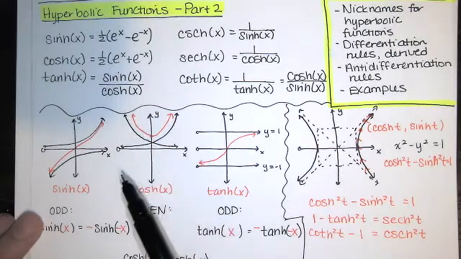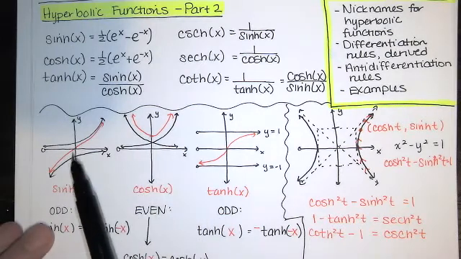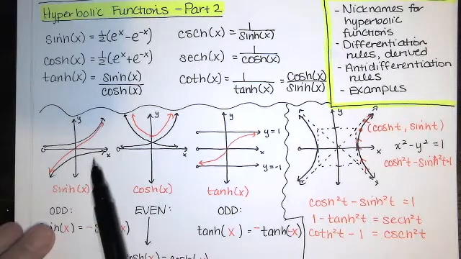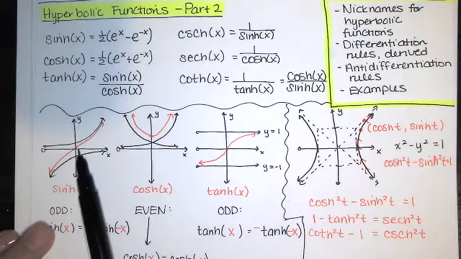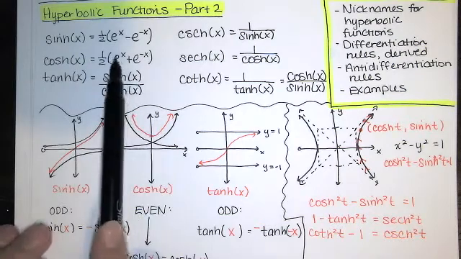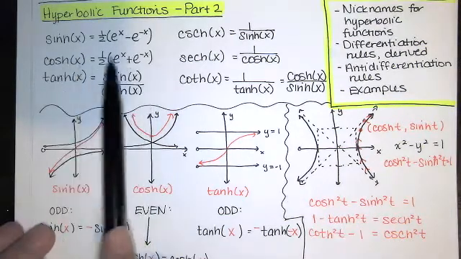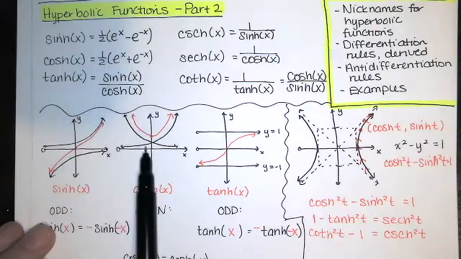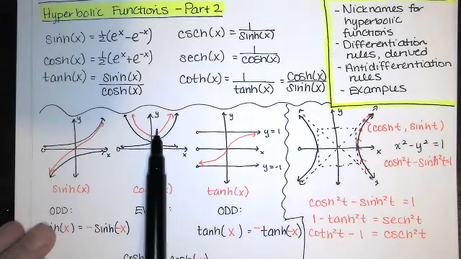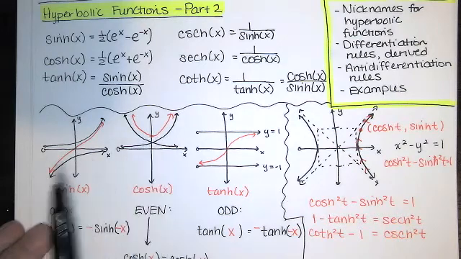And we also evaluated these functions at 0, and we saw that hyperbolic sine of 0 is 0, just like sine of 0 is 0, and hyperbolic cosine of 0 is, well, that's 1 plus 1 times 1/2, so we get 1. So hyperbolic cosine of 0 is 1, just like cosine of 0 is 1.